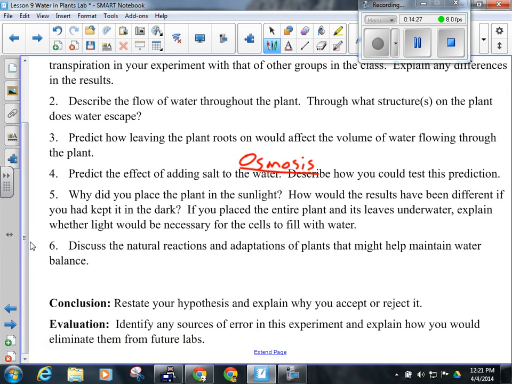Why did you place the plant in the sunlight? How would the results have been different if you'd kept it in the dark? Think about what a plant needs in order to survive, stuff like that. If you place the entire plant and its leaves underwater, what would happen? And number 6, discuss the natural reactions and adaptations of plants that might help maintain their water balance. We talked about those. We said there's like 3.